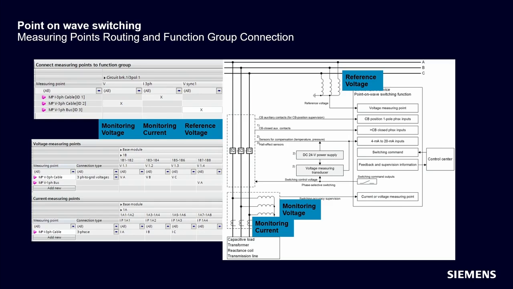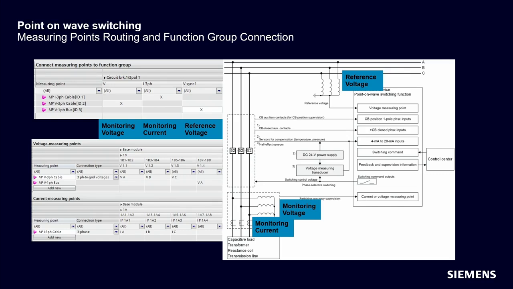In the function group connection, under voltage measuring points, you can define where voltages are physically connected to the protection device. Also, you can define whether phase-to-ground or phase-to-phase voltages are connected. In our case, it's phase-to-ground voltages. In the current measuring points, you can also indicate where the currents are physically connected to the protection device. On the right-hand side of the slide, there is a graphical representation where reference voltage and monitoring voltage and current are connected. Please note the following.